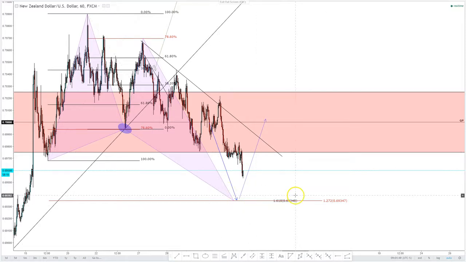I'm going to wait till price hits this point, and then I'm going to buy it up. Right when it touches this line, I'm going to buy it up. That's an aggressive entry for a harmonic. But my stop loss can be real tight.